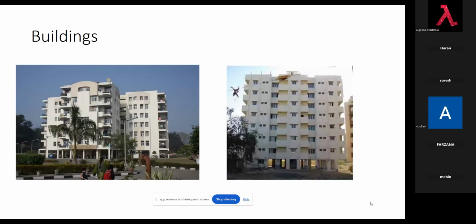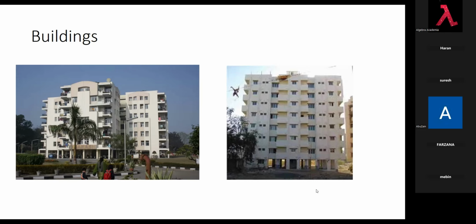I'll just show you some buildings. So these are normal buildings. What we see here, people are living here. These buildings are designed as per codes. If it is in India, they follow Indian codes. If it is in the USA or UAE, they follow their own code. So there is no problem with this building, this is what we will think.